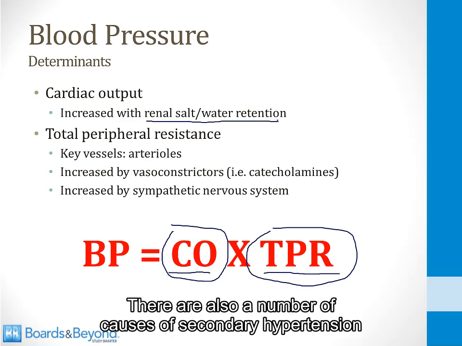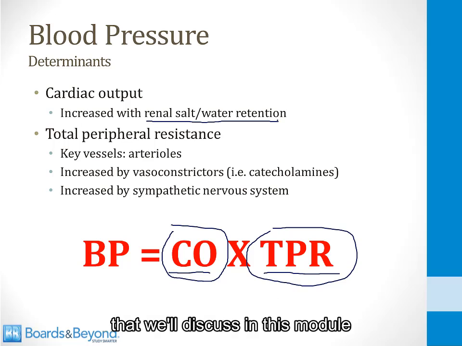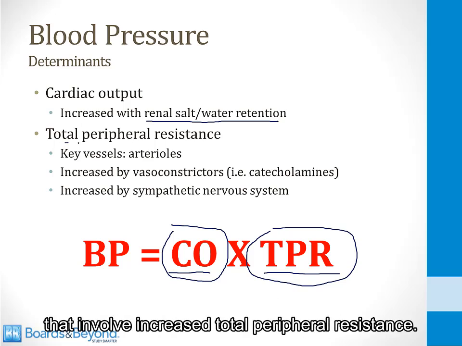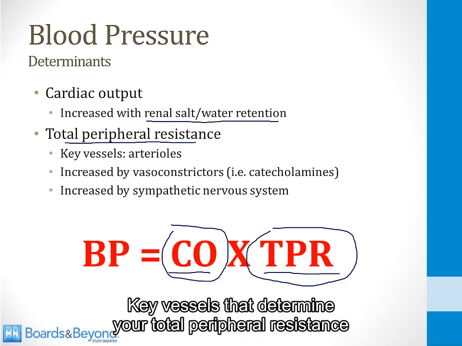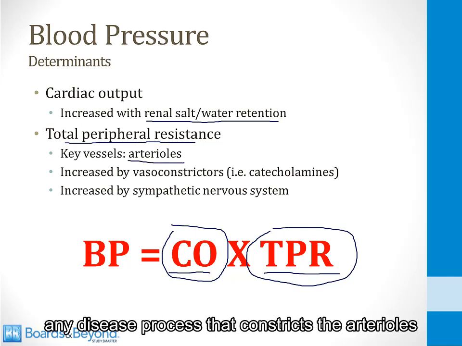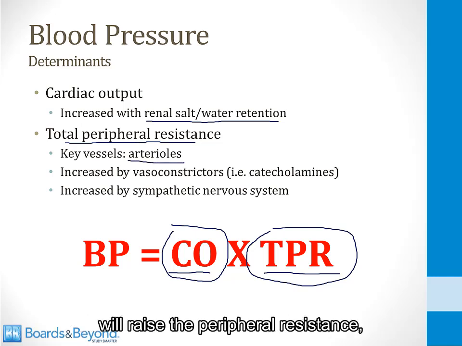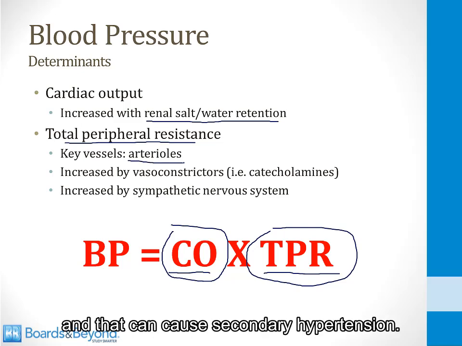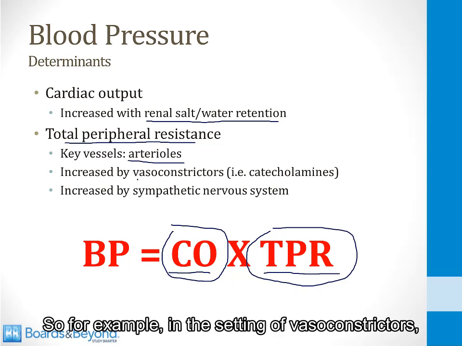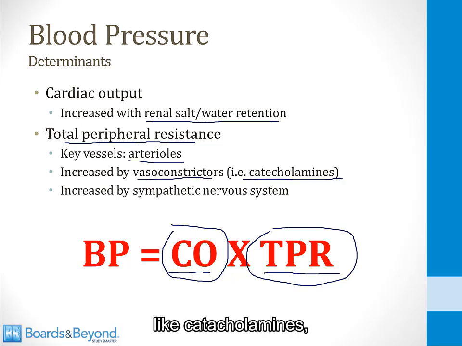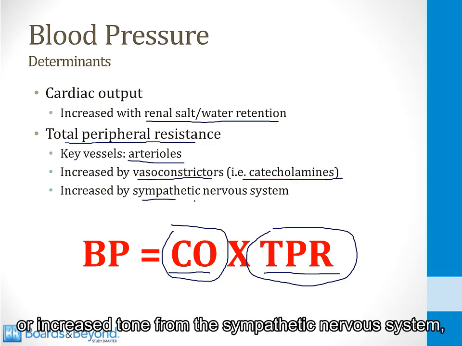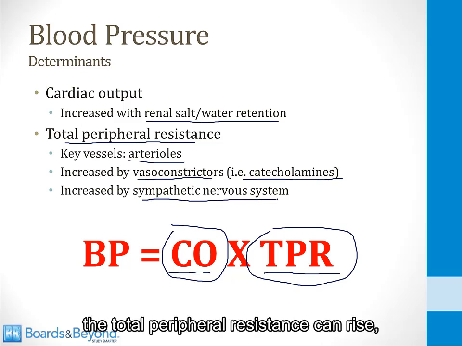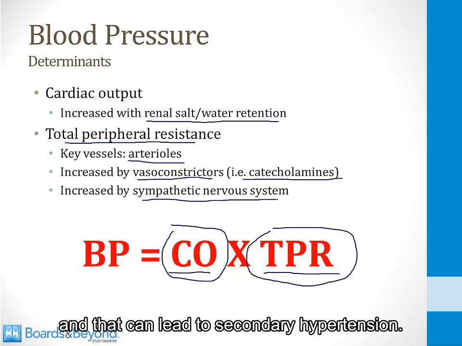There are also a number of causes of secondary hypertension that we'll discuss in this module that involve increased total peripheral resistance. The key vessels that determine your total peripheral resistance are the arterioles. Any disease process that constricts the arterioles will raise the peripheral resistance, and that can cause secondary hypertension. So for example, in the setting of vasoconstrictors like catecholamines or increased tone from the sympathetic nervous system, the total peripheral resistance can rise, and that can lead to secondary hypertension.